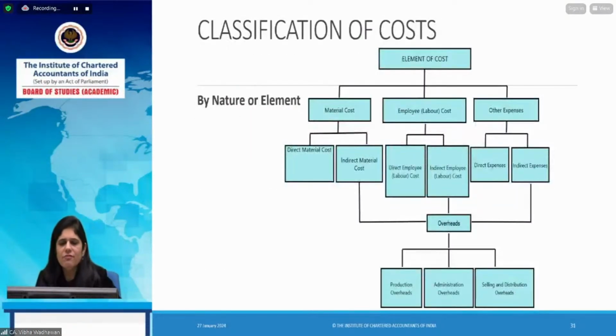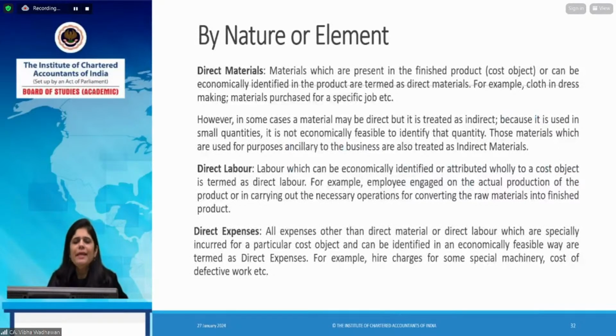Okay, now we have the classification of costs. So this classification you will come across throughout the syllabus of cost accounting. Okay, so let us see. By nature or element: direct material, direct labor, direct expenses. See, direct material is something which is visible in a product. All right. If it is a pen, what is the raw material? Direct material is what is visible in the product, which we can directly identify to the product.